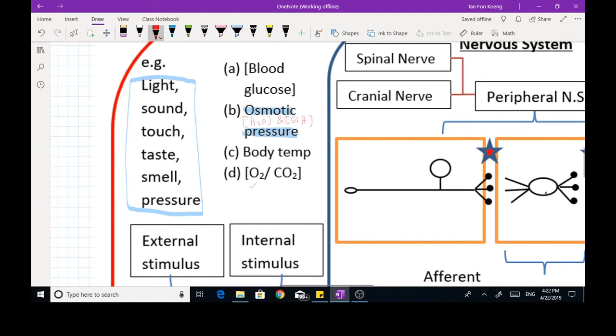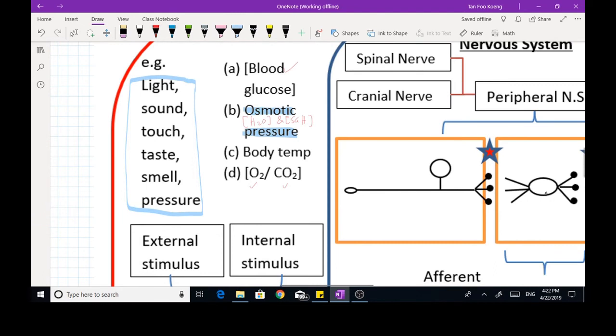Then what about these two? The partial pressure of oxygen and CO2. They must also be kept constant or within a narrow range. Because if the concentration of CO2 in the blood increases, it might decrease the blood pH, which will in turn affect the enzymatic reaction. Now look at blood glucose level.